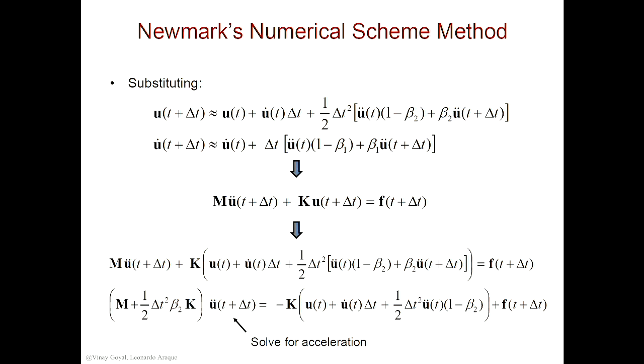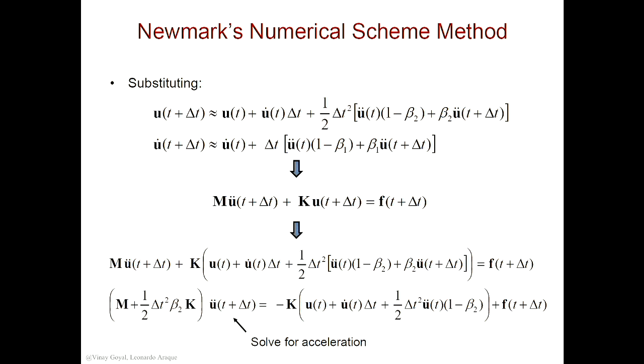You track? Again, what I've done is I have an acceleration term in the future here, and an acceleration term here in the future as well. So I factored that out, and I have a bold k there now, one half delta t squared beta 2. That's what I have there. And then on the right-hand side, what I have is the remaining terms, k times u at t, plus u dot at t times delta t. All those terms are now on the right-hand side.